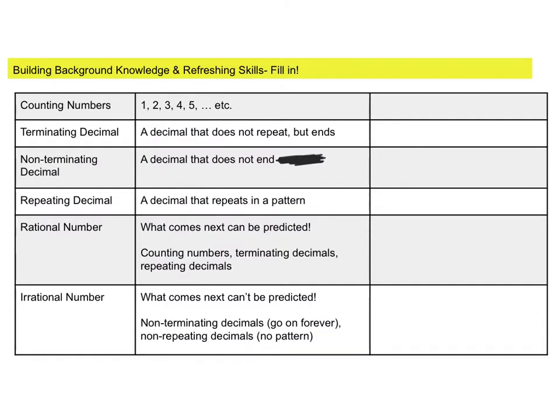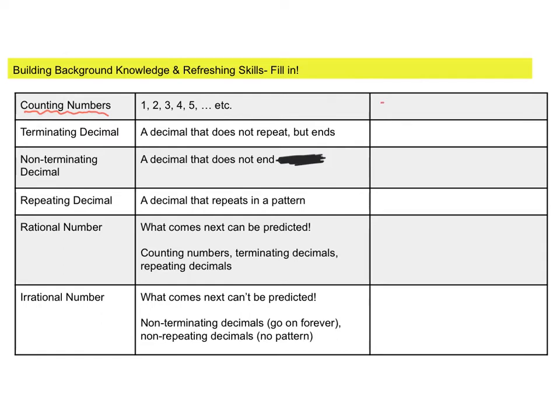All right, so on this page, I do want you to write down what I write. We're just going to build some background knowledge about this lesson before we get into the real meat of the work today. So I want to go over what some of these terms mean because we're going to be classifying our numbers today. So counting numbers are the numbers that you start off learning to count when you're a little kid, like 1, 2, 3, 4, 5, etc. We don't start with 0. 0 is not a counting number.